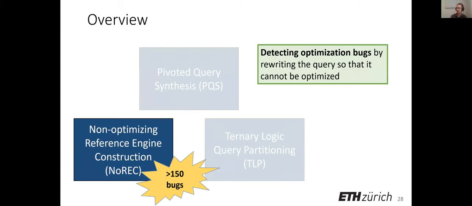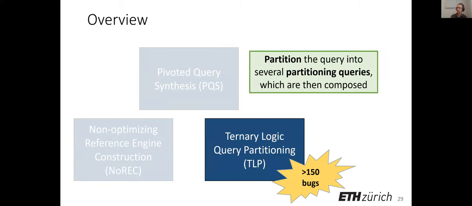The second approach that we came up with is non-optimizing reference engine construction, or NoREC, whose goal is to detect optimization bugs specifically, so bugs in the query optimizer, by rewriting the query in a way that it cannot or shouldn't be optimized. And the latest approach we came up with is ternary logic query partitioning, TLP, where the idea is that we have some original query from which we derive partitioning queries that partition the result set, and then at the end we get a result set that should be equal to the original one of the first query.